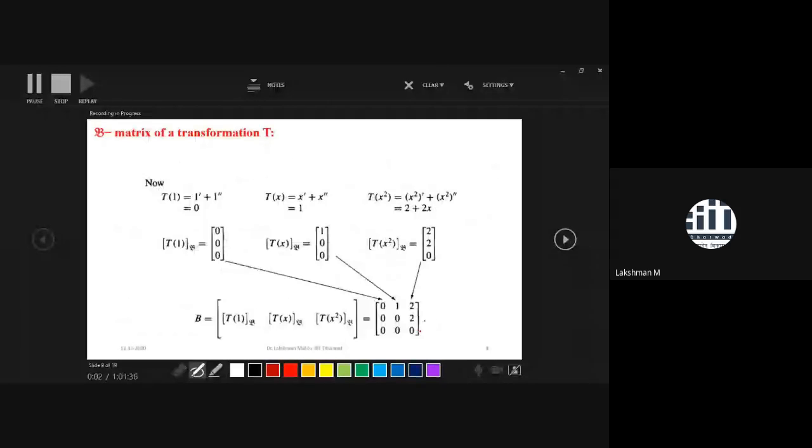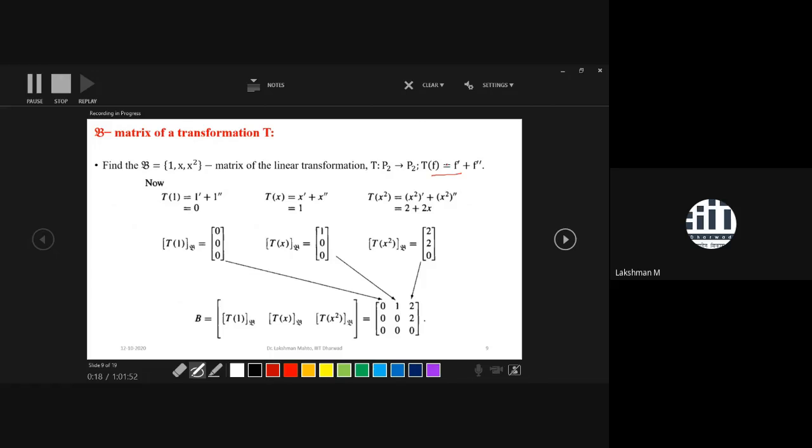So I am taking one example here. Previous example I am trying to find in a systematic way. You have a linear transformation from P2 to P2, defined as T of f equal to f dash plus f double dash.